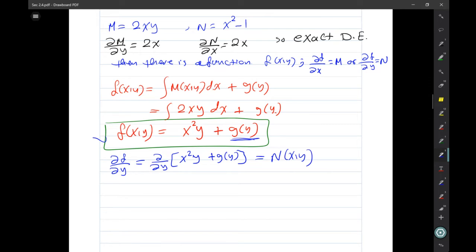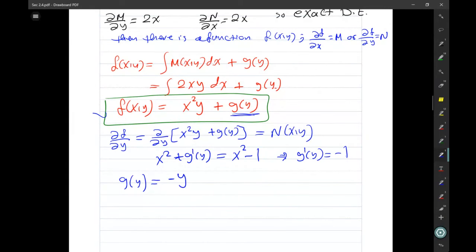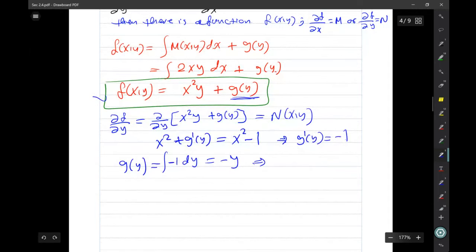What's the derivative of this one with respect to y? It is equal to x squared plus g prime of y. N of x, y, how much is N of x, y? It is x squared minus 1. This implies what? g prime of y is equal to minus 1. Then g of y is equal to how much? It is the integral of minus 1 with respect to y, which is minus y. That means g of y is equal to minus y.